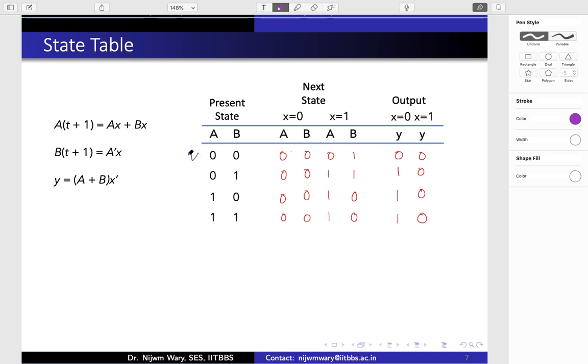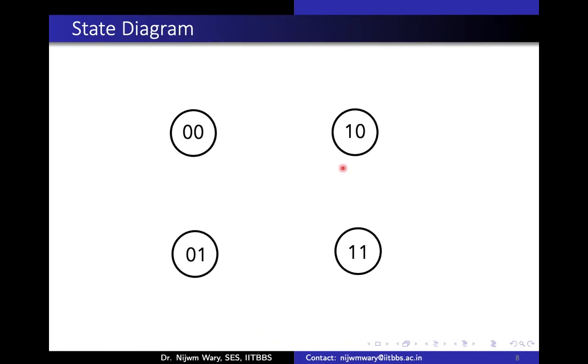Let's focus on this row. If my present state is 0 0 and my input is x equal to 0, then my next state will be 0 0 and the corresponding output also will be 0. So if my input is 0 and the present state is 0 0, my next state will be 0 0 and the output will be 0. I want to represent this in the state diagram, and this is represented by this arrow.